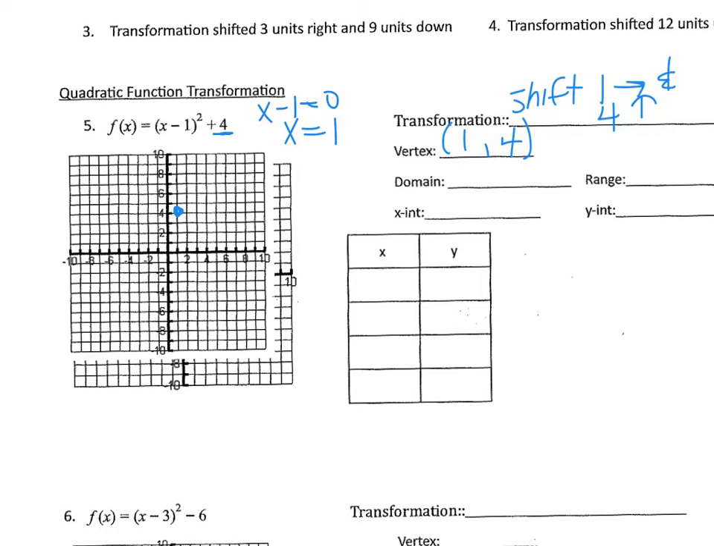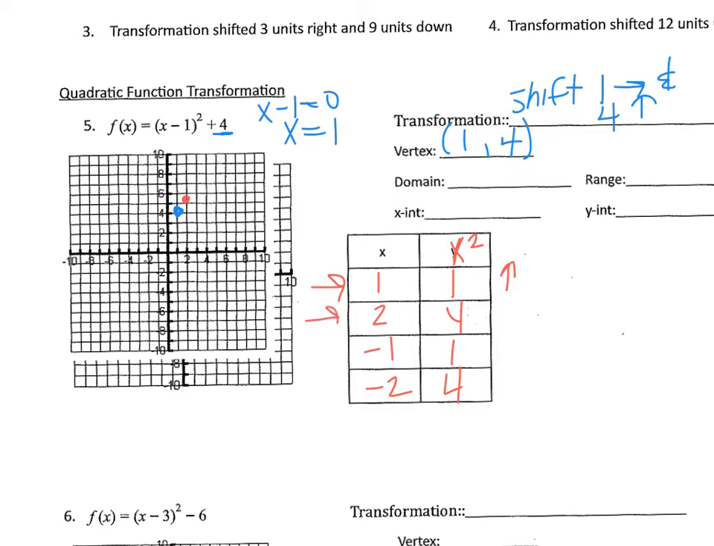So if you remember, we did the same 4 points. So 1, 2, -1, -2. But this time we're going to take our x and we're going to square it. So 1 squared is 1, 2 squared is 4, -1 squared is also 1, and -2 squared is positive 4. So we're going to use our red pen, and we're going to go right 1 and up 1 from our vertex. So that puts it here.